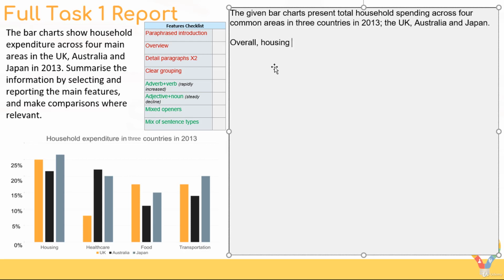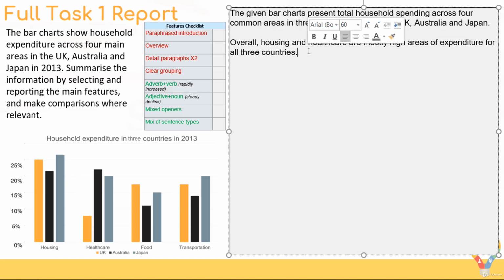Overall, housing and healthcare are mainly or mostly high areas of expenditure for all 3 countries. Now, I'm not going to mention the UK here actually, I'm just going to say mostly, which indicates that not every single country is spending high, but overall most countries are spending high on housing and healthcare. So that's group 1 done for my overview, and group 2, let's take a look.